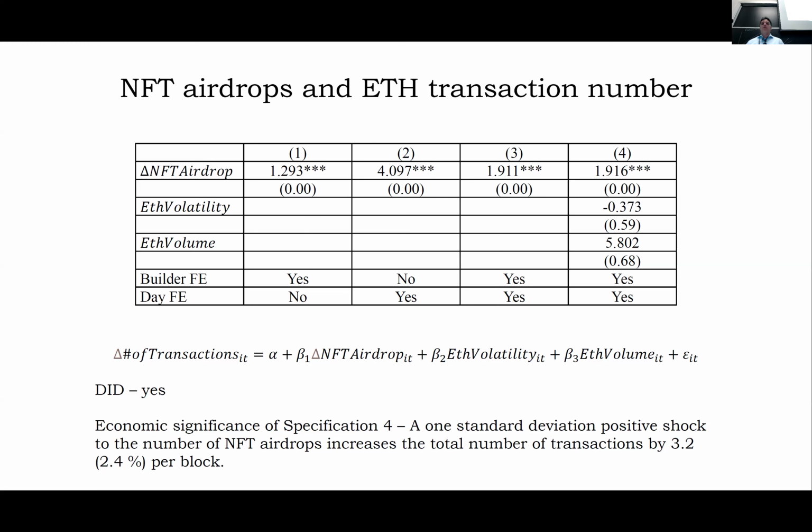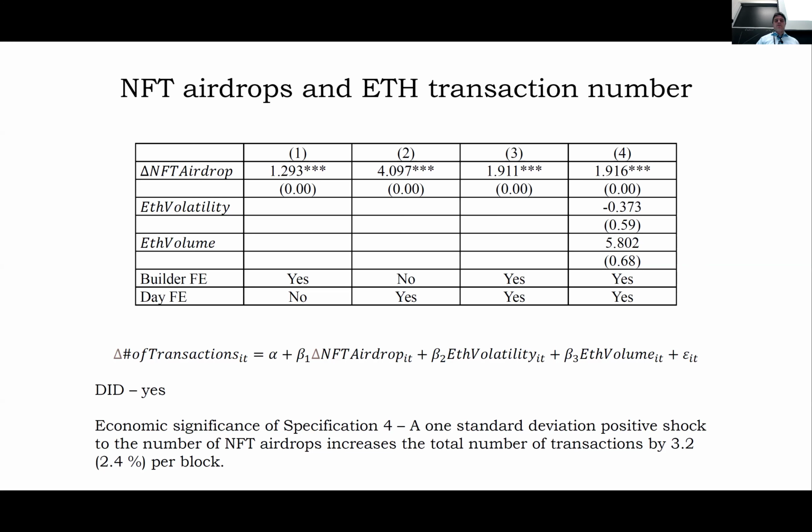But even if you control for volatility and volume of Ethereum, the result remains statistically significant and economically significant. So it's not really driven by the volatility, right? It's driven primarily by this demand for social activity, which is caused by the NFT. And you can also do a calculation in terms of standard deviation. If you have one standard deviation increase in the number of NFT drops, which means of Ethereum relative to Polygon, this is increasing the total number of transactions by 2.4%.